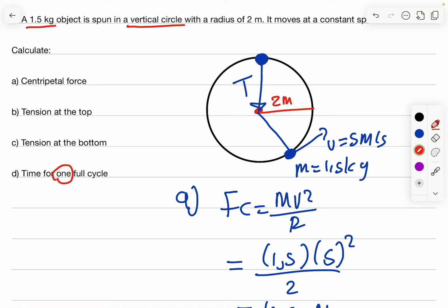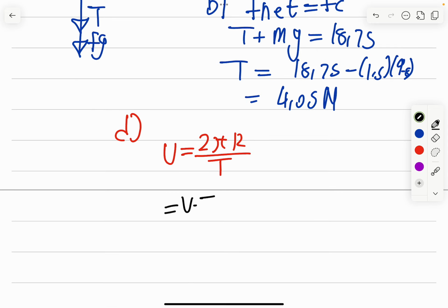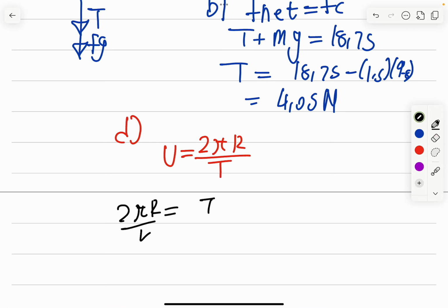Following question, time for one full cycle. Number of cycles is 1. Time is what they want. So what is the formula that has time and period? You know velocity equals 2 pi r divided by the period. Please keep this formula in memory. It's easy to forget that formula. We want the period, which means velocity multiplied by T equals 2 pi r. I divide by the velocity there. Then this is my period.